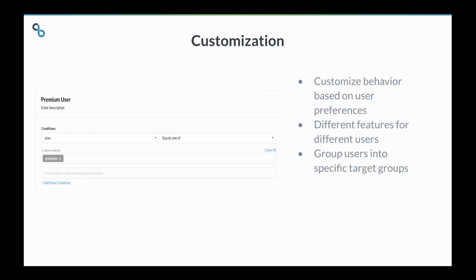Customization, so that's customizing feature behavior based on user preferences, different features for different users. You have the ability of grouping users into specific target groups. That's what you see here on the left, right? You can create a premium user target group, for example, right? And so at runtime, you would check the user property in your code, and you would check what payment plan this user is utilizing, right? And if their payment plan is the premium payment plan, that means they're a premium user. Whereas if their payment plan is something else, they're not a premium user, right? And then you can design your features based off of these target groups and release certain features only to certain users. That's the idea behind customization.